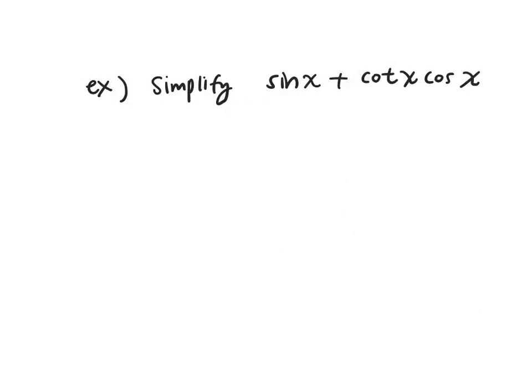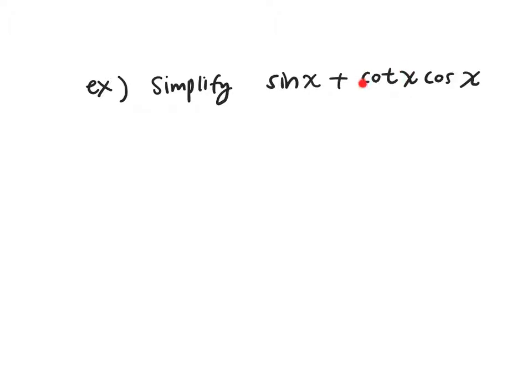Simplify sine of x plus cotangent of x cosine of x. Notice that even though I have something plus something, I can't take out a GCF. I can't factor quite yet because I don't have a common factor. Right? I have like 3 different functions going on.